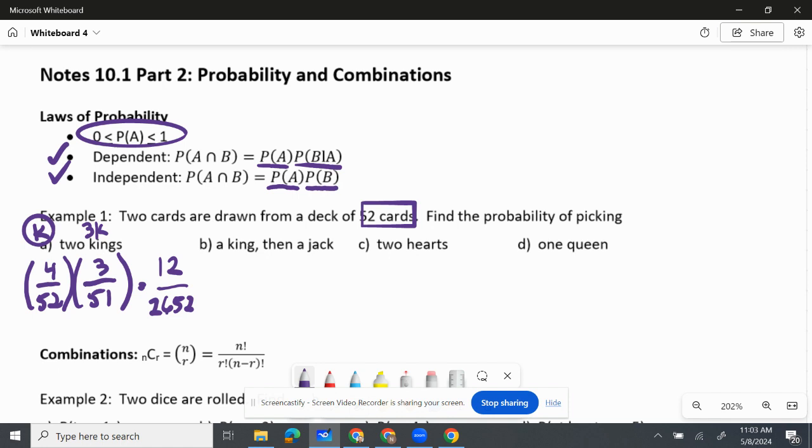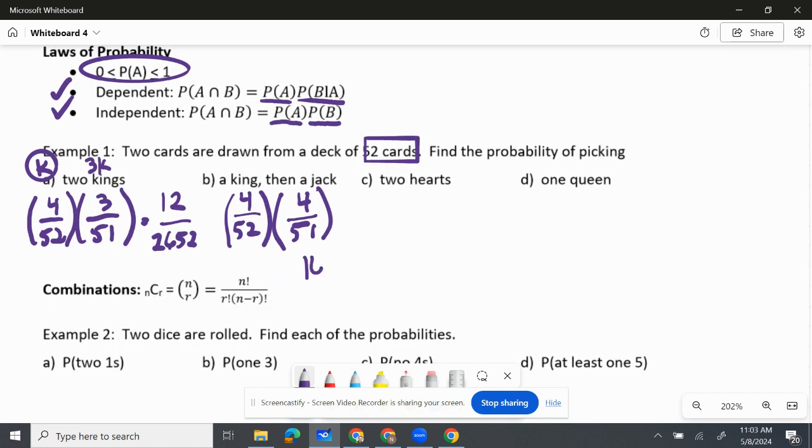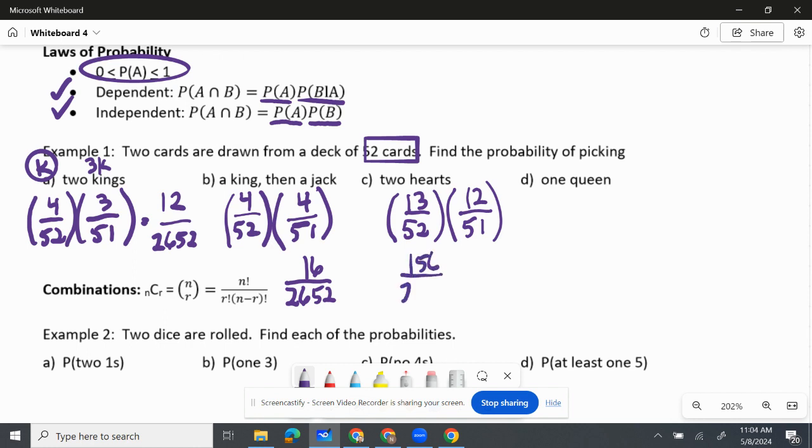Here we have a king and then a jack, so we know that there are 4 out of 52. And jacks, because we have a king in our hand, there's still 4 jacks out of 51. So that right there gives us the probability of 16 over 2652. 2 hearts: there are 13 hearts because hearts would be one of the suits. And if we have a heart in our hand, then there's only 12 hearts left, and that would be out of 51. And then 13 times 12 is 156, and that would be over 2652.